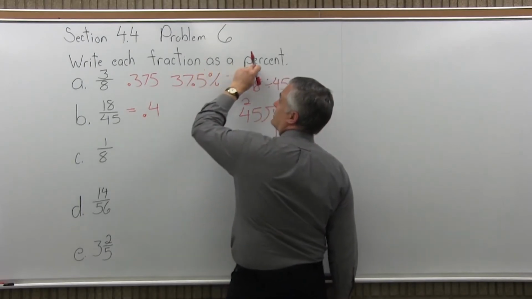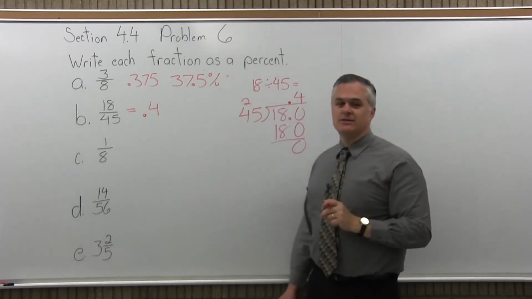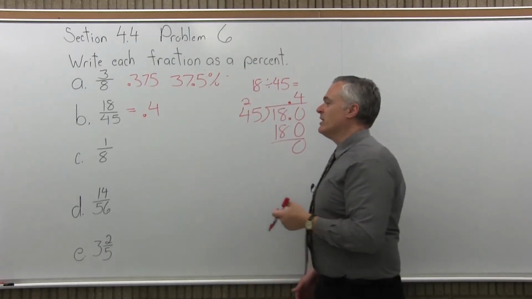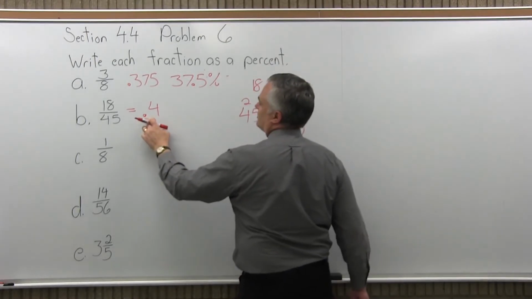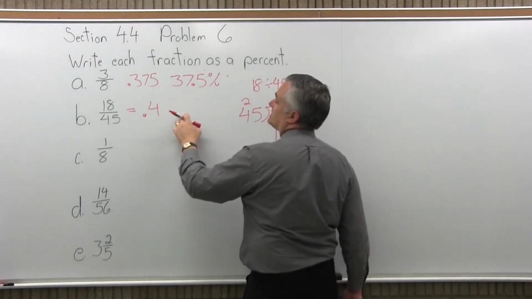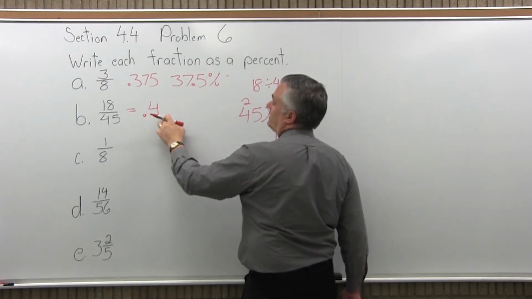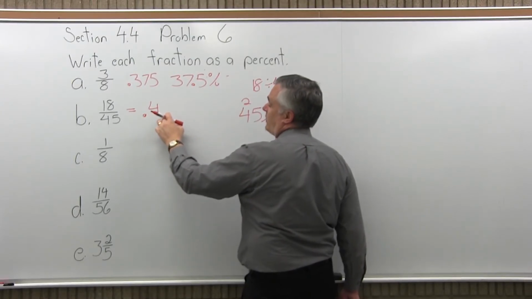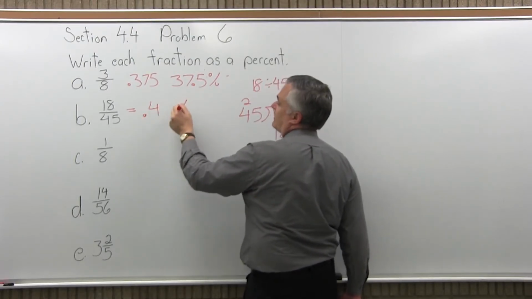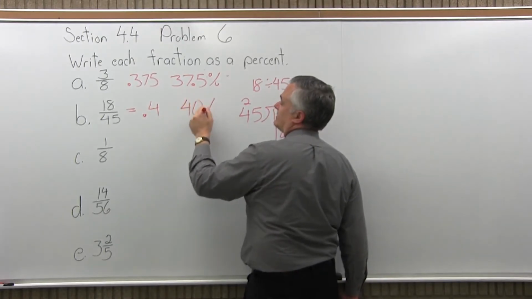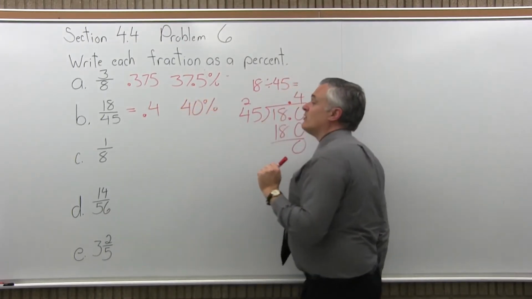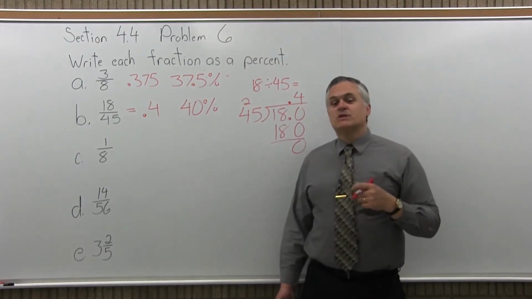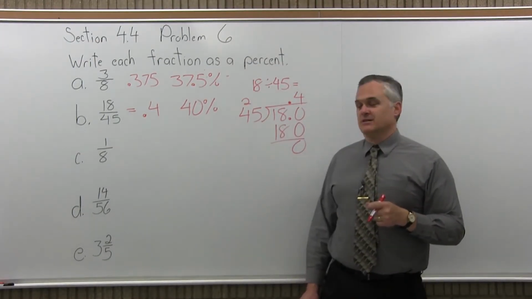But again, the question says write it as a percent. So as a decimal, it's 0.4. Well, decimal to percent is easy. You just move the decimal point 2 positions to the right. So in one position, you're at the end of the 4. If you go another one, you have to fill in that blank area you create by putting in a 0. So 18 over 45, its percent equivalent is 40%.